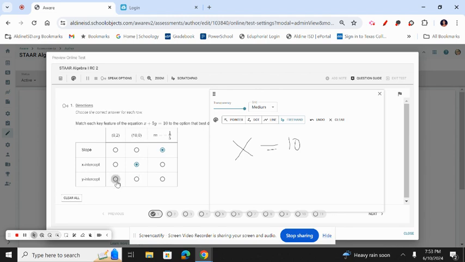Your y-intercept is 0, 2. Let's show you how to do the math for that. It would have been 5y, because I cover up the x, the variable I don't need, equals 10. I divide by 5 on both sides. Y is equal to 2.